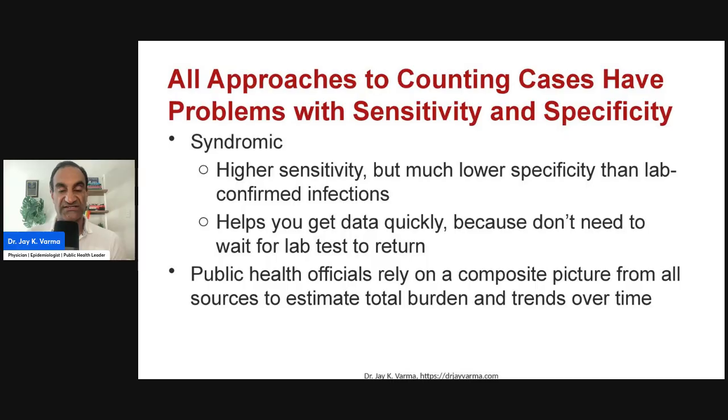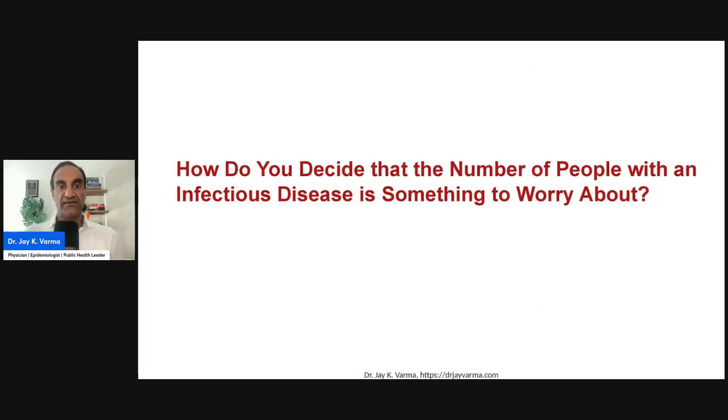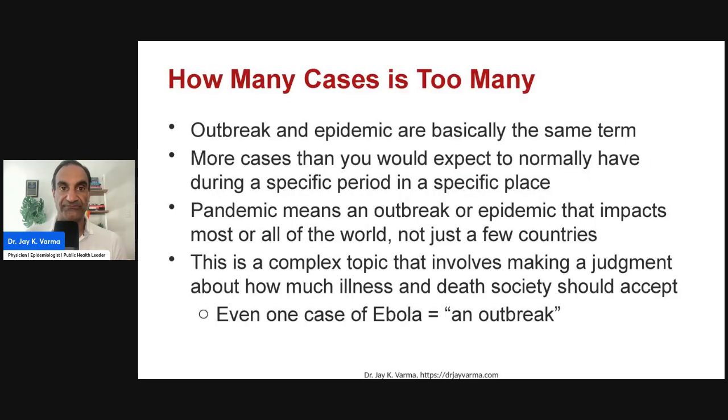Is it increasing? Is it decreasing? Is it staying the same? Now, how do you decide that the number of people with an infectious disease is something that you need to worry about? This gets down to a really challenging question. And it's really a question where there is no perfect answer. And the question is, how many cases is too many?